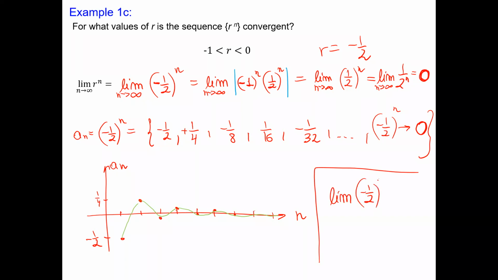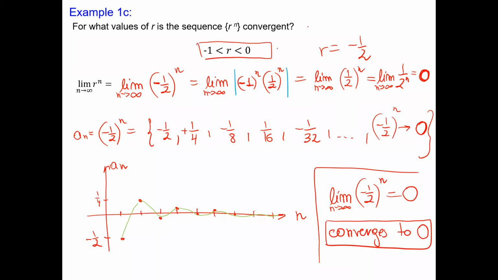The limit of (-1/2) to the power of n as n goes to infinity is 0. The sequence converges to 0. It's getting closer and closer. That means this interval also gave us convergence. We will put together all of the values. Now we can say that from -1 to +1, all of these fractions, greater than -1 and less than 1, if this is the common ratio value, the sequence is convergent. Also 1 and 0 give us convergence. -1 was oscillation.